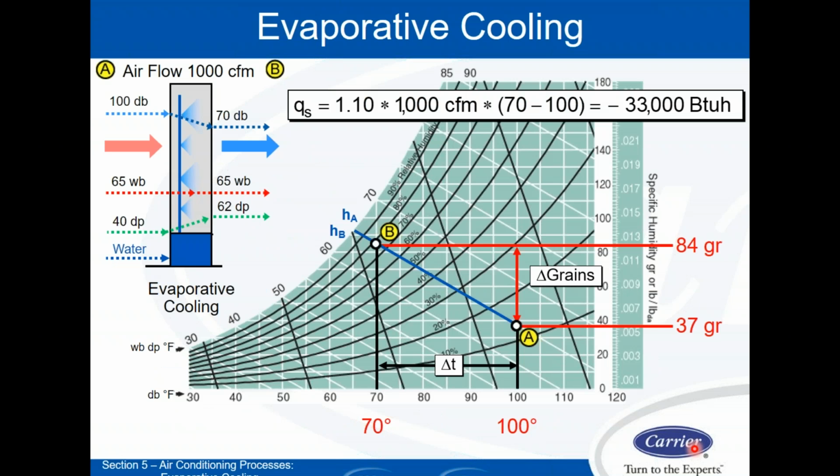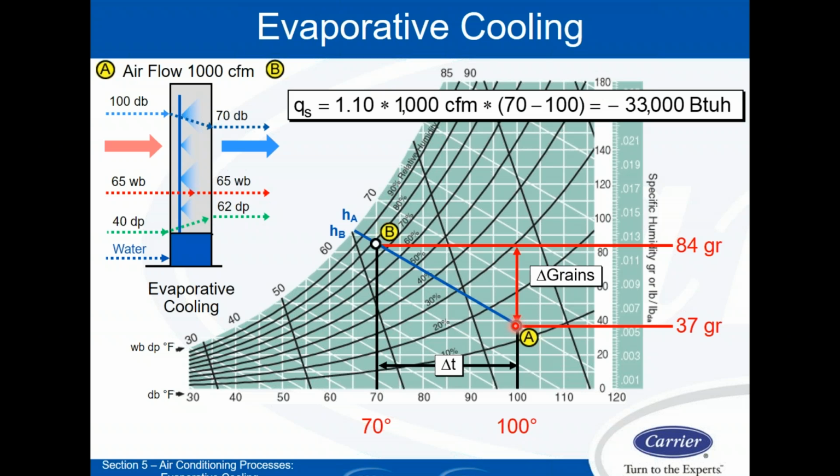We look at that process on the psychrometric chart. So same conditions we just talked about on the air handler drawing, 100 degrees, 65 wet bulb, coming out at 70 degrees. So looking at my psych chart, if I plot that out, 100 degrees, and I have 65 wet bulb, 100 degrees, 65 wet bulb right here on the blue line. So I'm at point A right there on that dot.